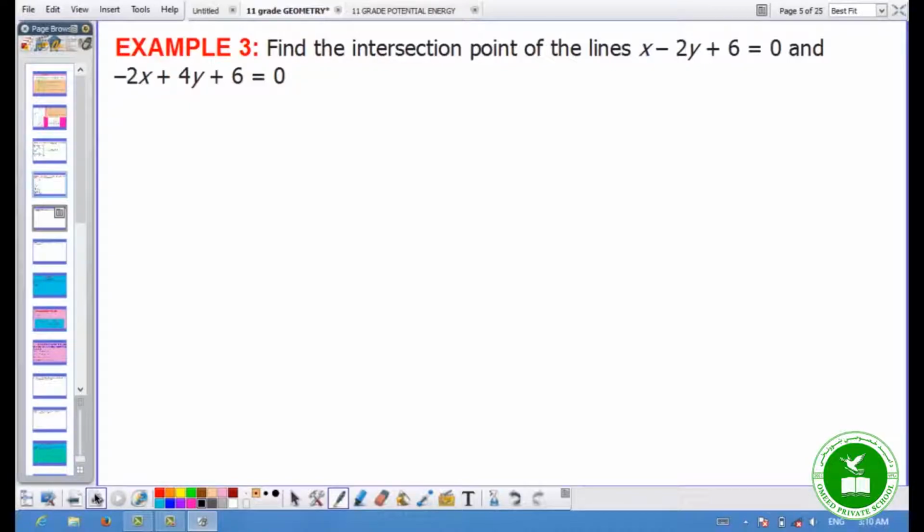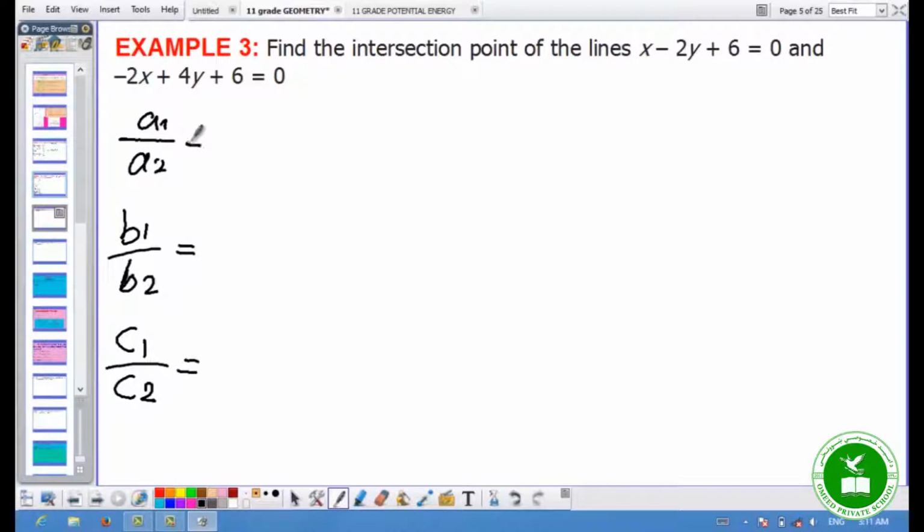Okay, let's check their positions, their relations with each other. It means we should check a1 divided by a2, b1 divided by b2, and c1 divided by c2. We should check these ratios. a1 is the coefficient of x in the first equation. It's 1, divided by a2, the coefficient of x in the second equation, which is minus 2. So minus 1 over 2.